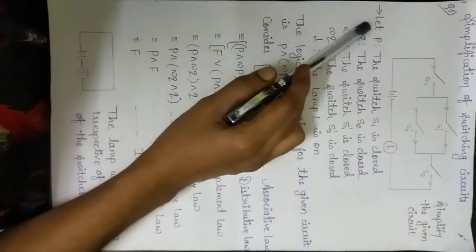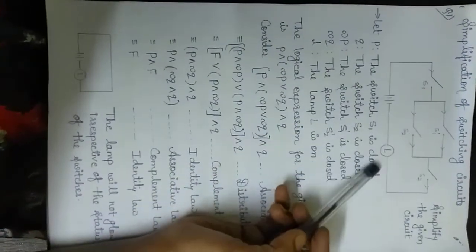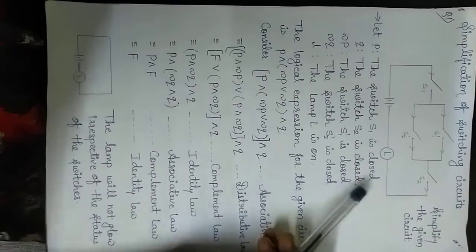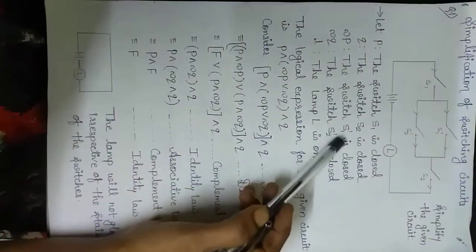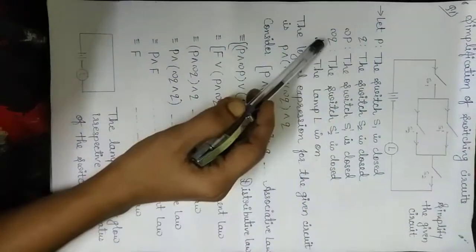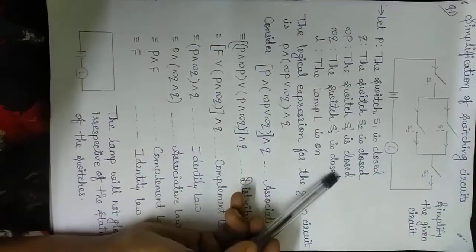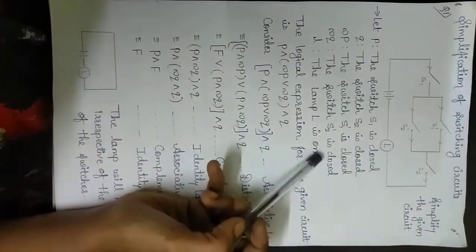So we will start with: let P, the switch S1 is closed. Q, the switch S2 is closed. Then negation of P, the switch S1 dash is closed. Then negation of Q, the switch S2 dash is closed. And L, the lamp is on.